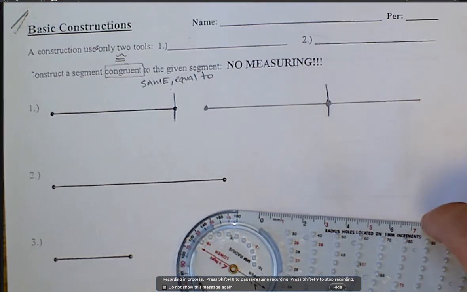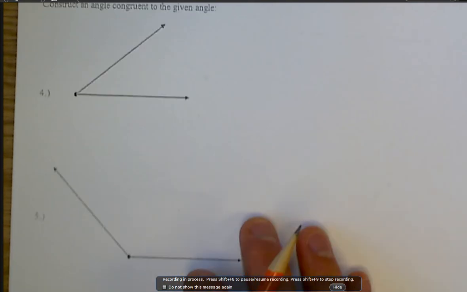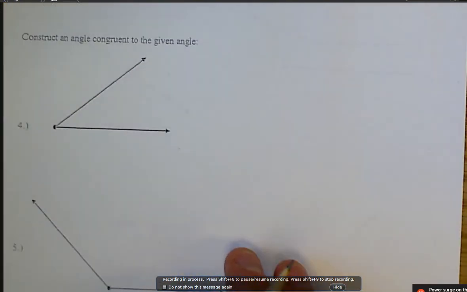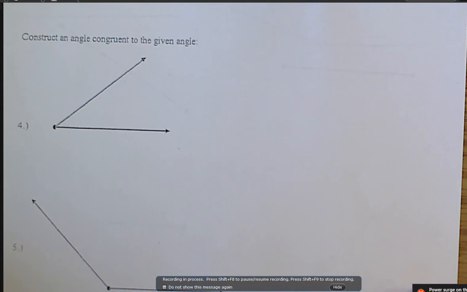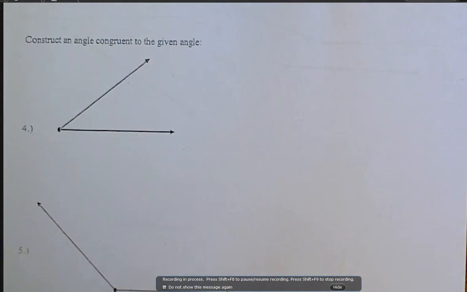All right, moving on. We are moving to the next, whoa, get you on the paper here. We're going to construct a congruent angle. Straighten this out here for you. Okay? Everybody see that okay?